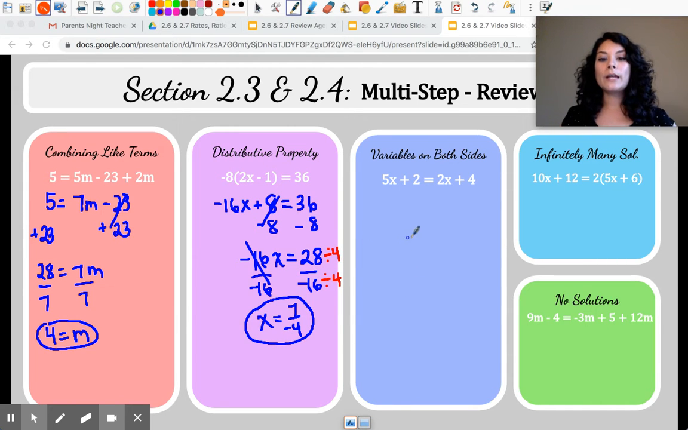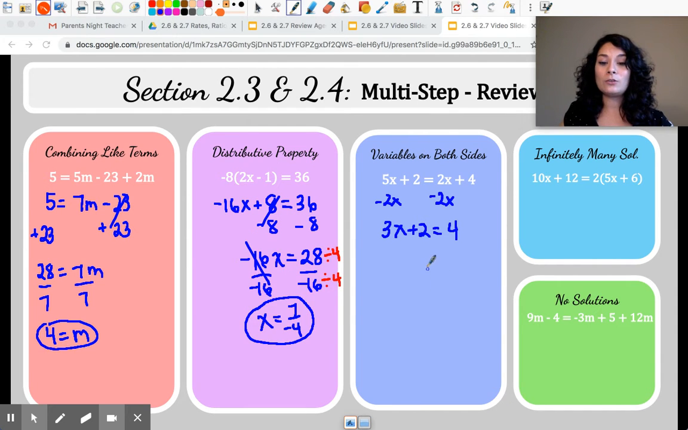Now let's take a look at the third example. This is variables on both sides, so I don't have parentheses, don't have like terms, so I'm just going to collect all my variables to one side by adding or subtracting. Again, it doesn't matter which term you move, so you make the choice for what you think is easiest. I personally am going to subtract the 2x because I know that's going to leave me with a positive 3x term, and I like to deal with positives more than I like to deal with negatives.